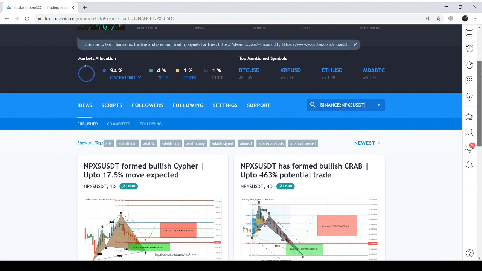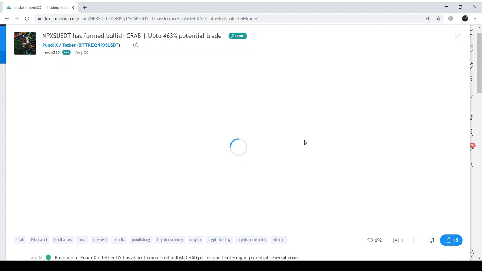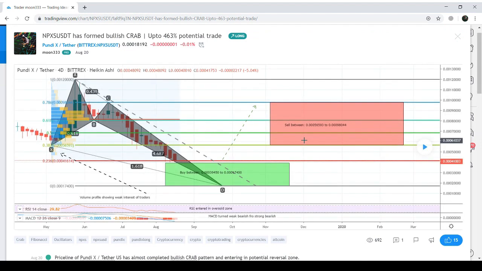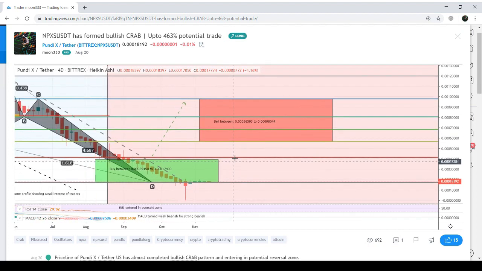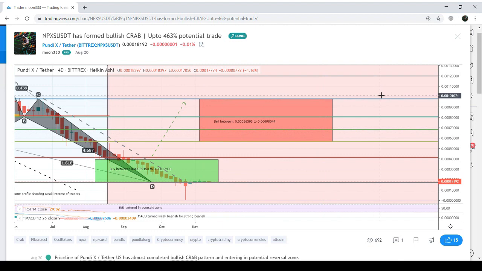This was a chart I posted on the 20th of August. I've also posted a video on this chart on my channel here on YouTube. Now I'm playing this chart, and we can see the price action has just given a spike beyond this potential reversal zone. But so far, not even a single candlestick has been closed below this area, and the price action is so far moving at the bottom of this potential reversal zone. So this chart is still in process.